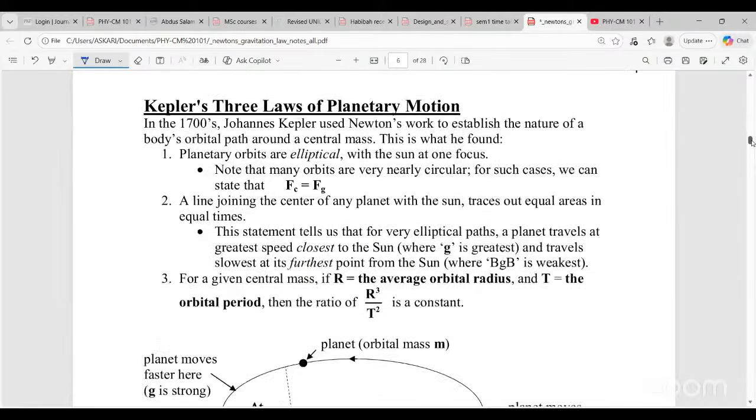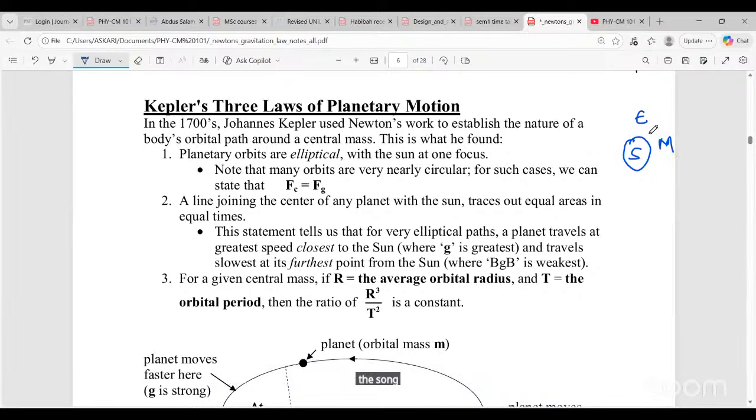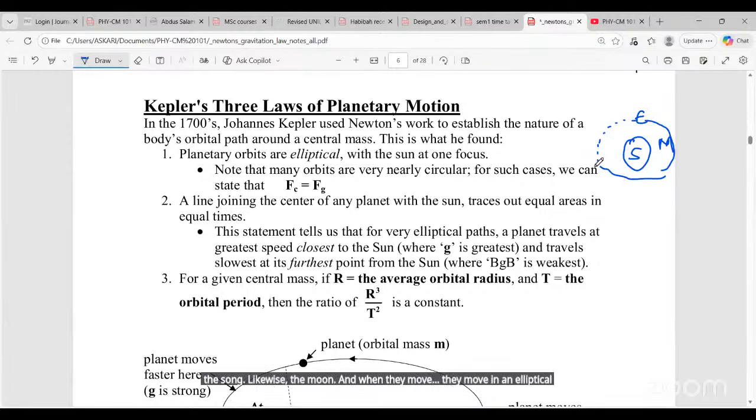Now we move on to Kepler's three laws. The first law states that the planetary orbits are elliptical with the sun at one focus. So the sun stays at one focus, the earth moves around the sun, likewise the moon. And when they move, it is in an elliptical orbit. And that's what you see here.